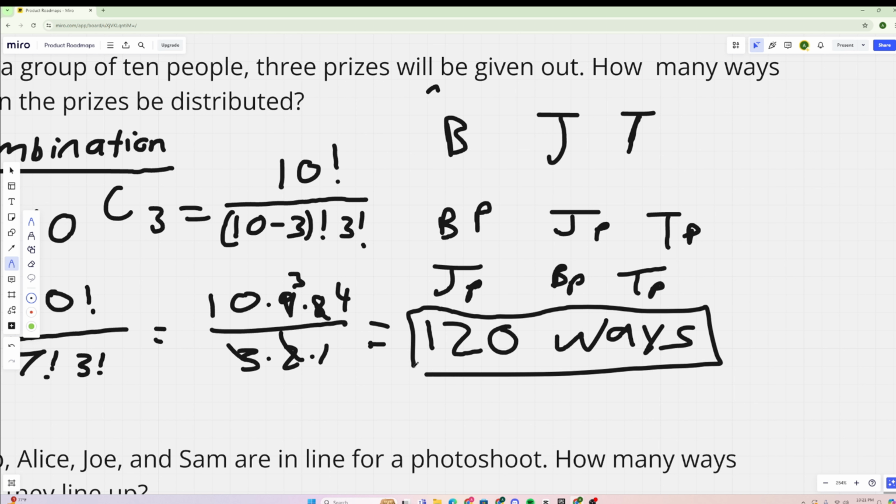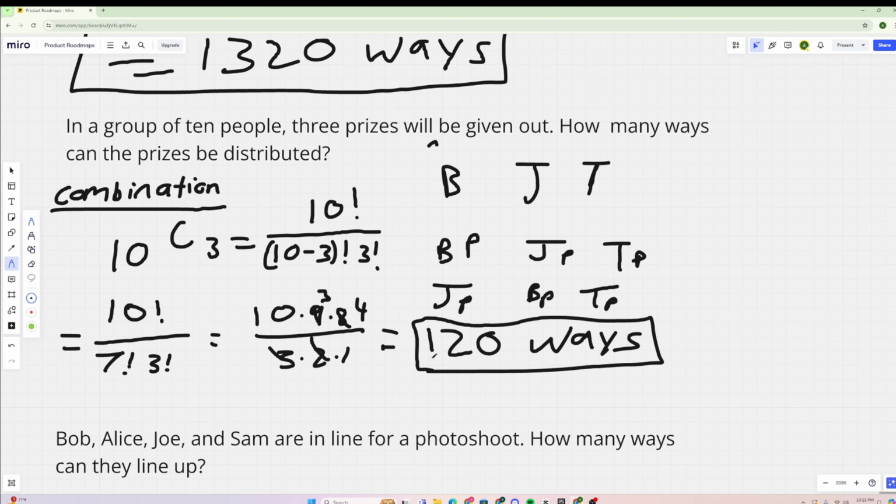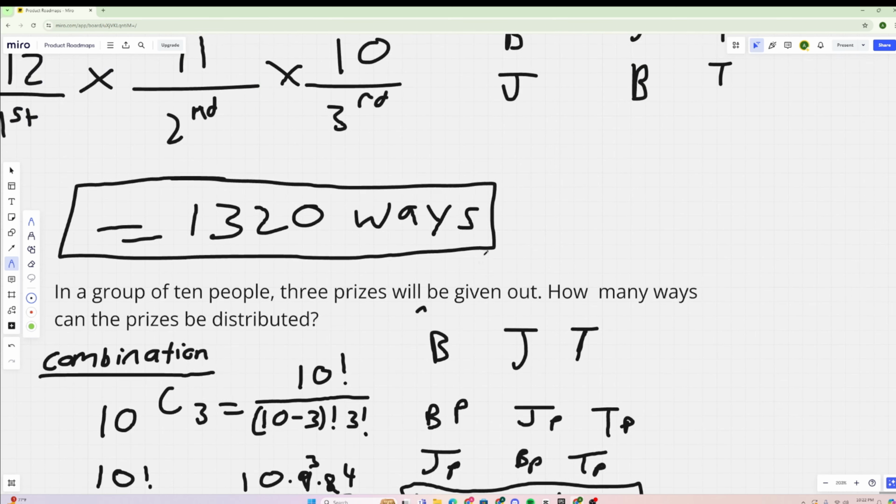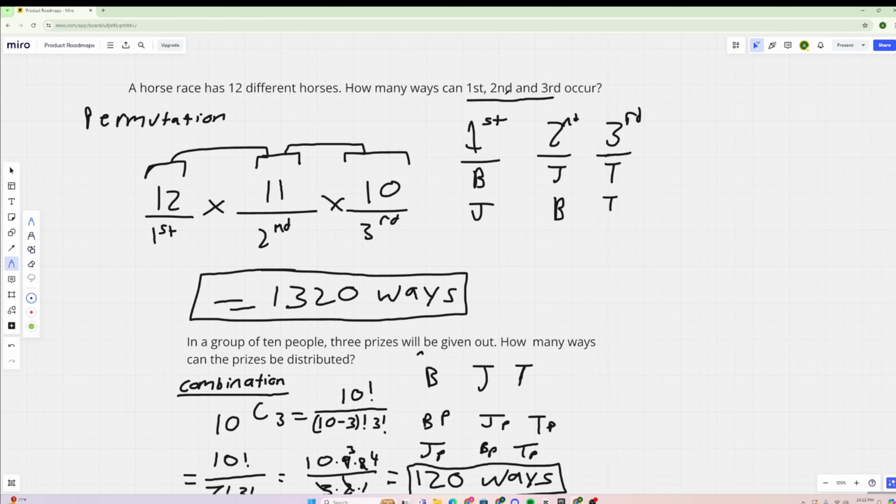It's kind of tough to see whether the order will matter or not. So you just have to draw it out and think about it a little bit, because it's not like first, second, and third.